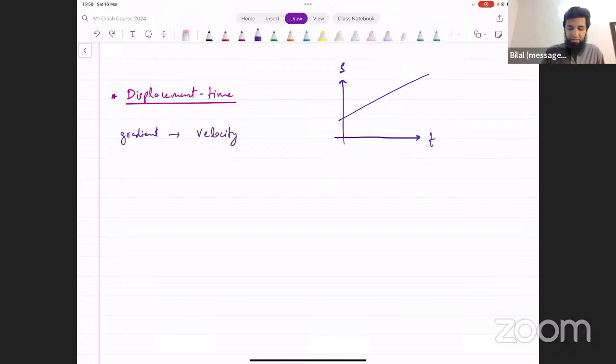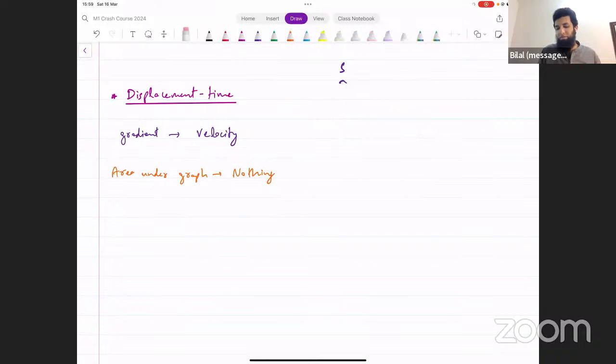And the second thing is the area under the graph. That's actually not going to give you anything. So gradient gives you velocity, area under this graph does not give you anything. Let me actually write that here as well. Area under graph gives you nothing here. I'm writing this because area under graph for the second type of graph does give us something. So for a displacement time graph, area under graph does not give you anything.